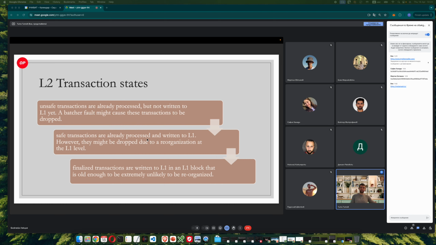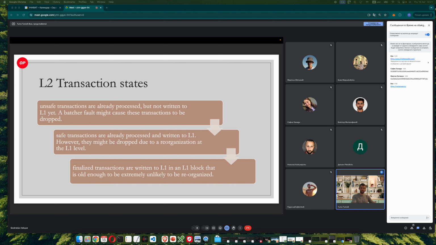So this is how the transaction states are. In the beginning, we have unsafe transactions that are already processed, but are still not written on layer 1. Batcher fault could cause the transaction to fail. The second state is that the transaction is already safe, which means that the transaction has been broadcasted by the batcher and written to layer 1. However, they might be dropped because the layer 1 blocks could be reorganized at level 1.